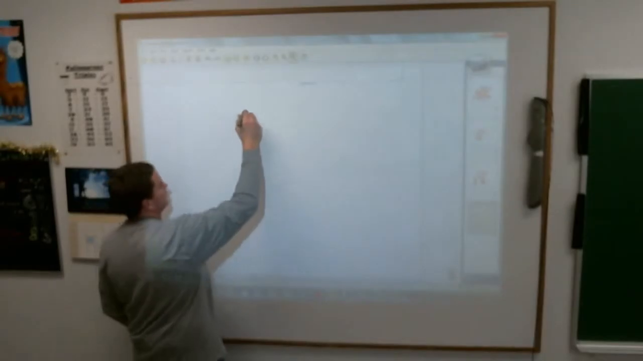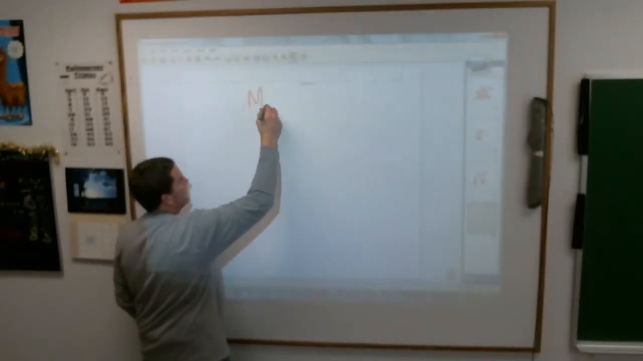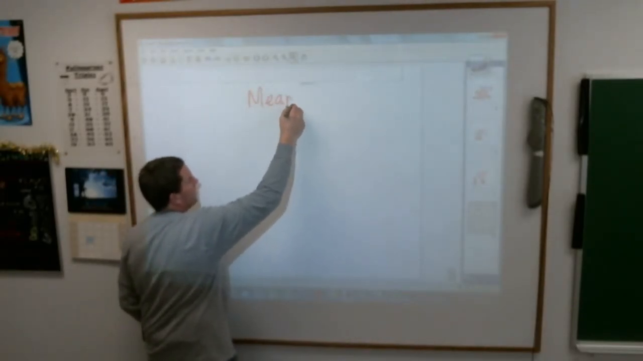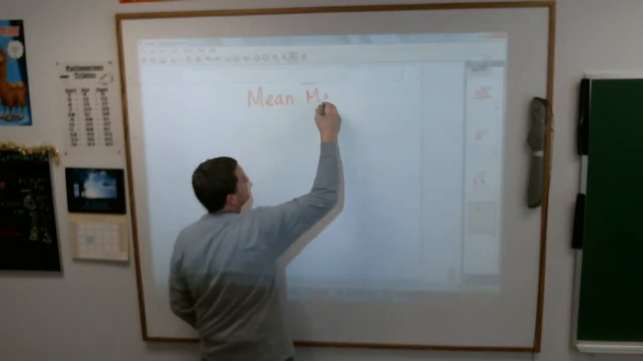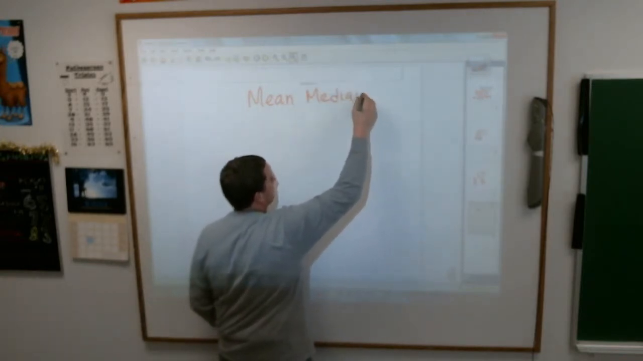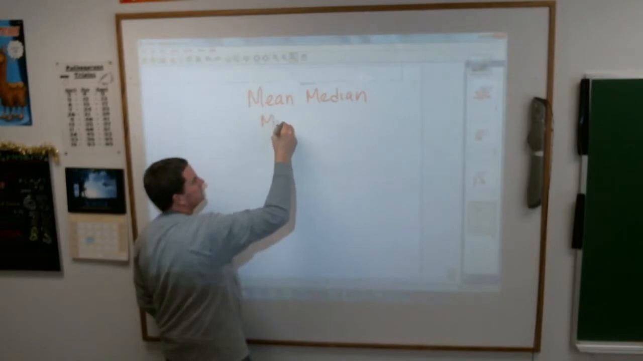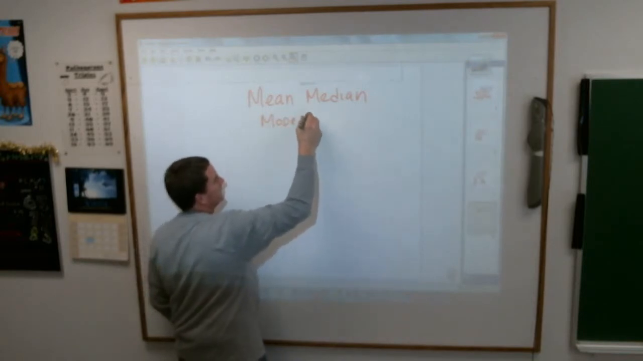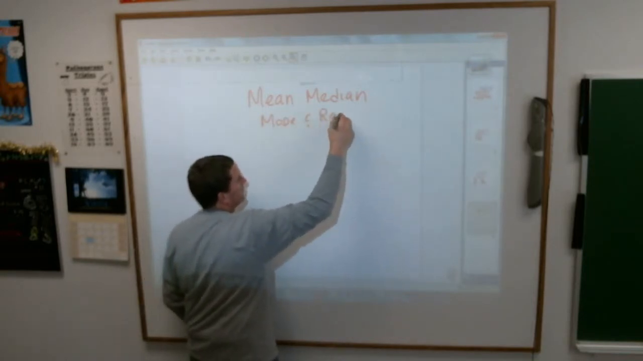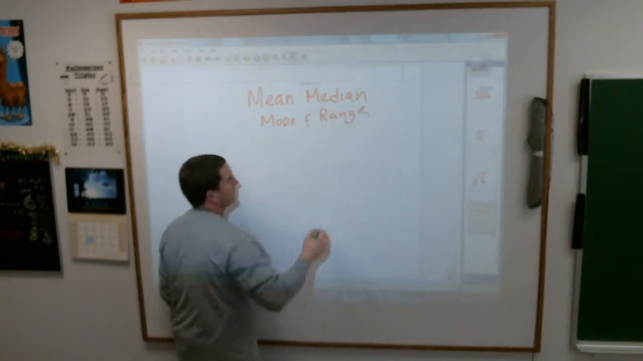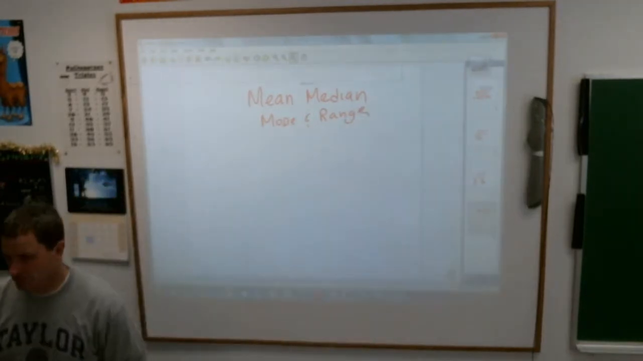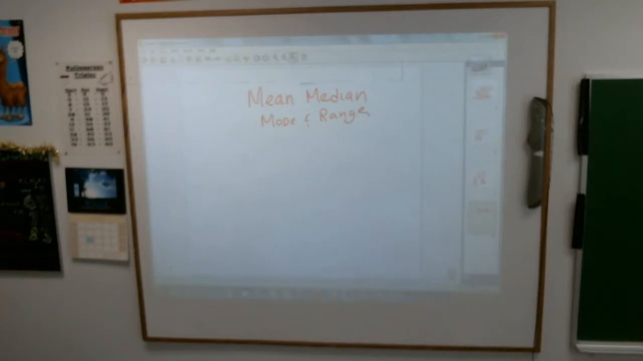Write this under the letter M because we're going to do mean, median, mode, and range. Mean, median, mode, and range. They all kind of fall together. The book clumps these together, and they kind of are. Later on, we'll call them measures of central tendency.